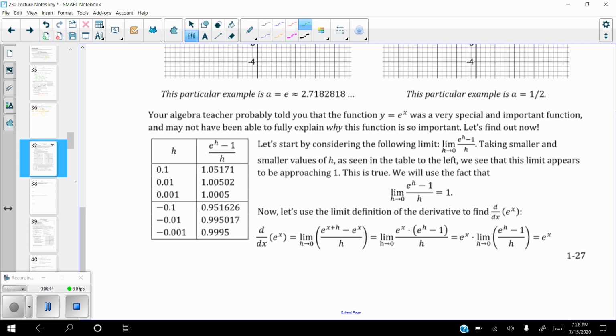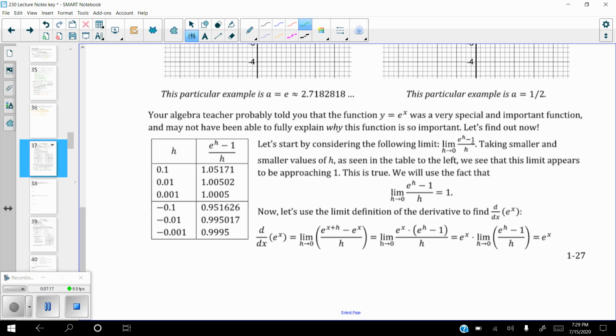First of all, we're going to consider the following. We're going to take the limit as h approaches 0 of e to the h minus 1 over h. I'll explain why we're doing that in just a second. If you directly substitute 0 for h, you would get 1 minus 1, which is 0, on top, and 0 on the bottom. That's going to create a problem.